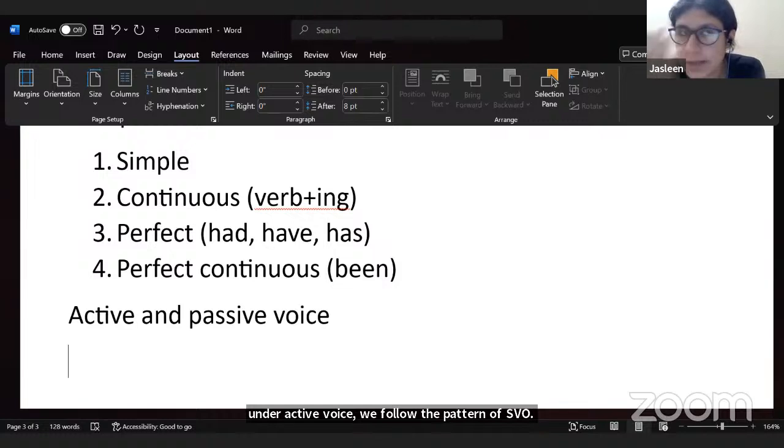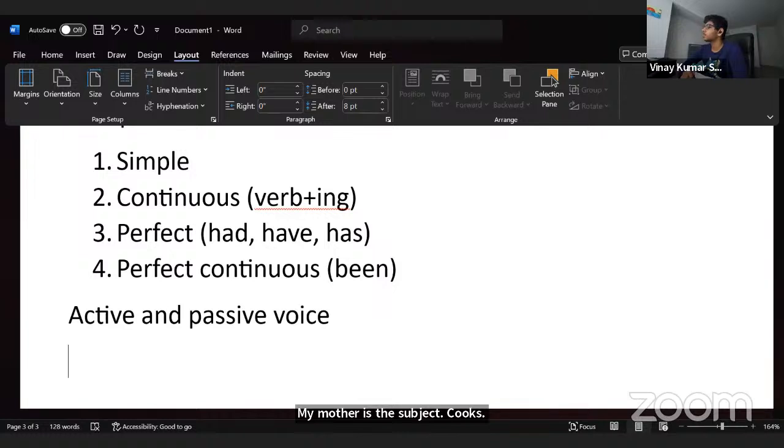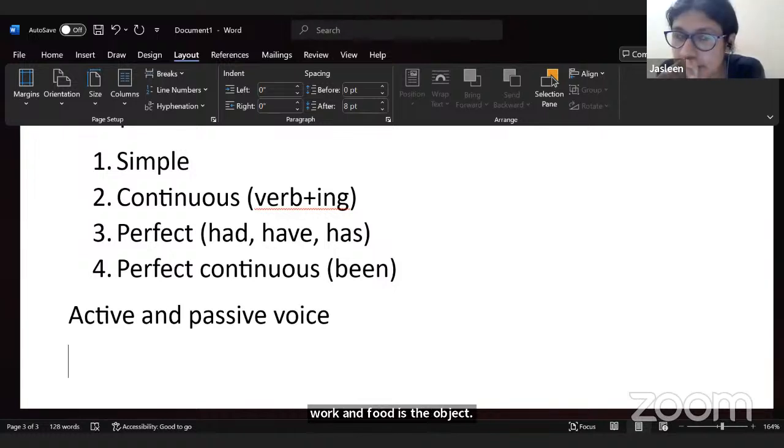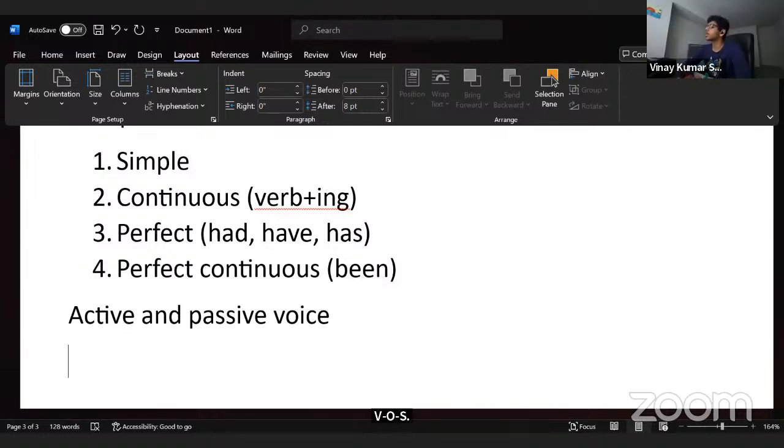So as I have given you this example already, my mother cooks food. My mother is the subject, cooks is the verb, and food is the object. But if I switch it to a passive voice, then it becomes the food is cooked by my mother. So the food is the object, is cooked becomes the verb itself. The verb remains in the middle. By my mother is the subject. So the structure becomes VOS.